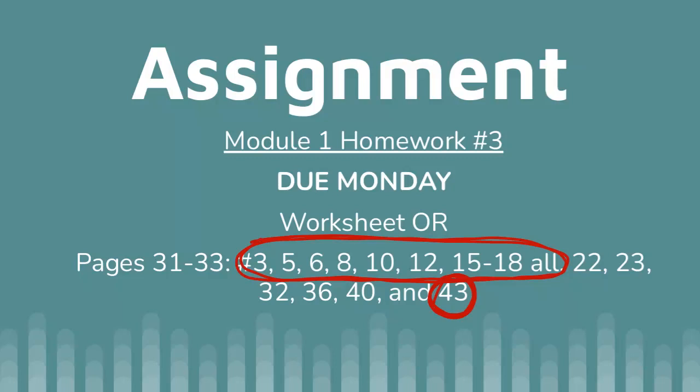If you get those knocked out today, then you're leaving yourself only 5 problems to do over the weekend, which you can probably get done before the end of the school day tomorrow. And that way you don't have to worry about homework over the weekend.